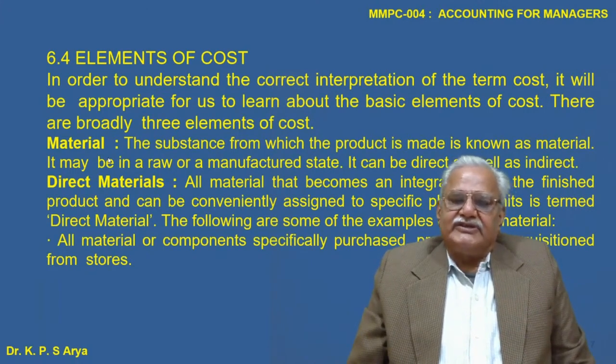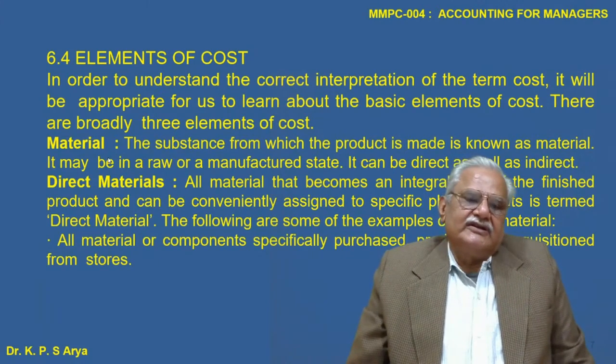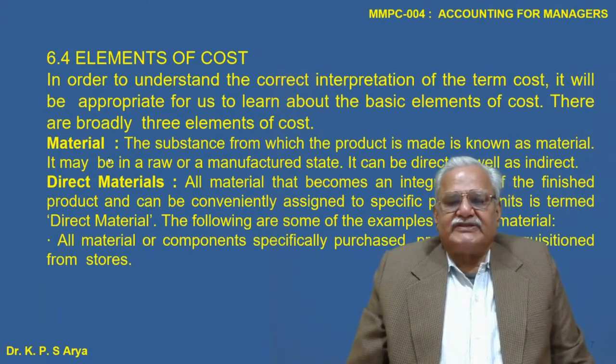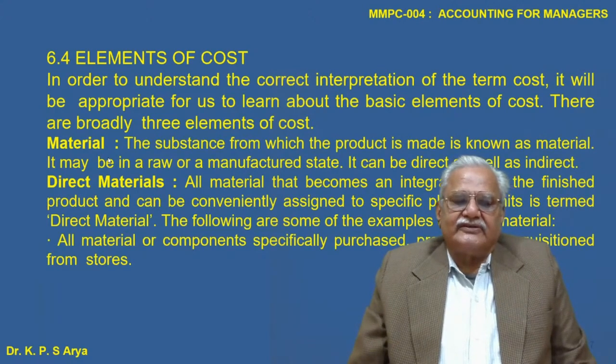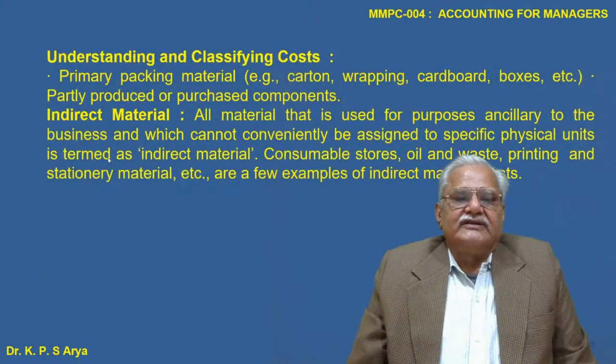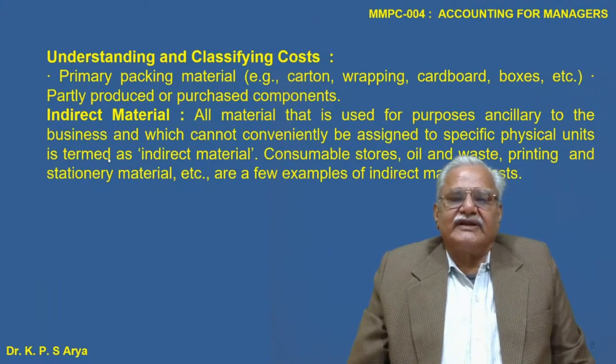All materials that become an integral part of the finished goods and can be conveniently assigned to specific physical units are termed direct material. Some examples of direct material are all the material or components specifically purchased, produced, or requisitioned from stores, primary packaging material, cartons, wrapping, cardboard boxes, and partly produced or purchased components. These are all direct material.